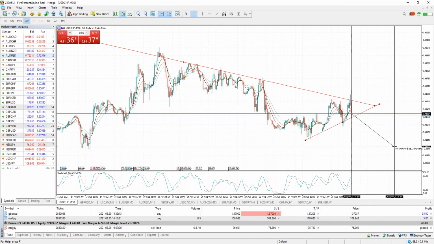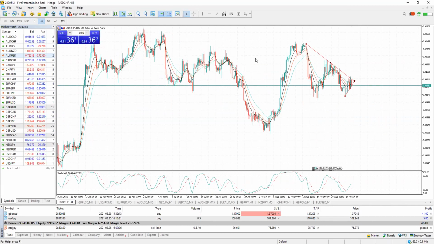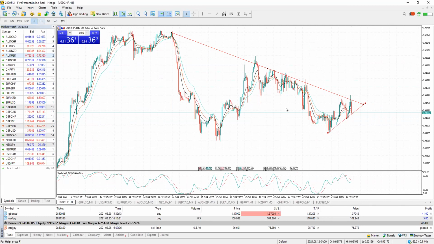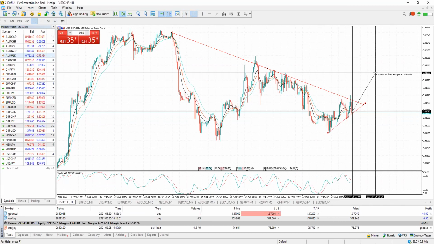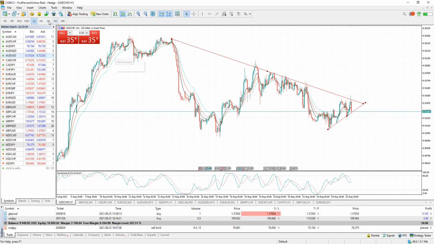If we break below this, I would prefer to make a big sell position, because on the H1 there is a clear downtrend. But if we break above, I will enter a buy position. So try to be careful with this kind of pattern here.